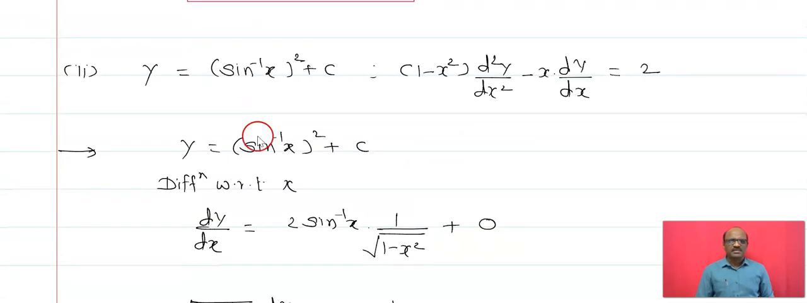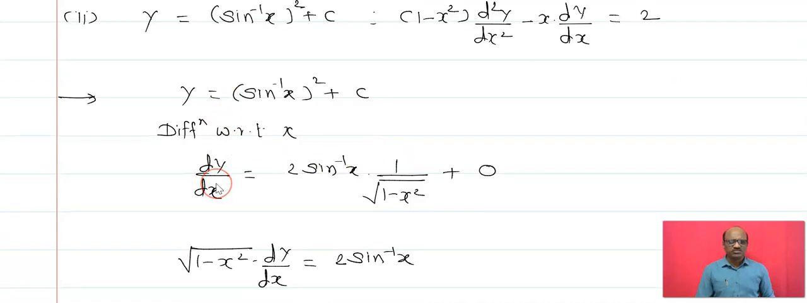Now next, y is equal to sine inverse of x, whole square, plus c, and its equation is 1 minus x square d2y by dx square minus x into dy by dx, that's equal to 2. Now y is equal to sine inverse of x, whole square, plus c. Differentiate this with respect to x.